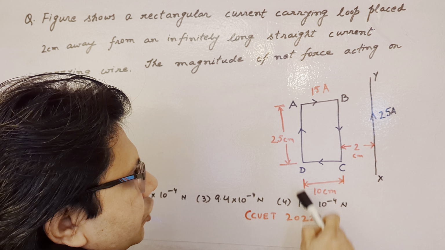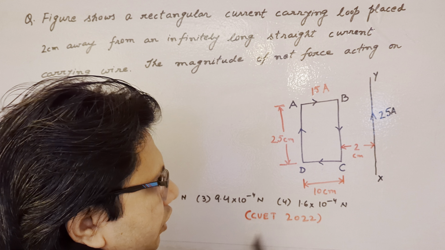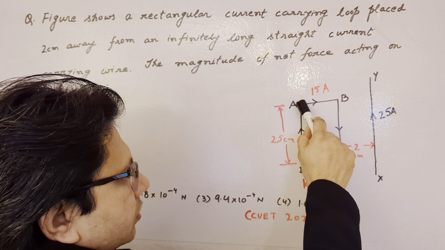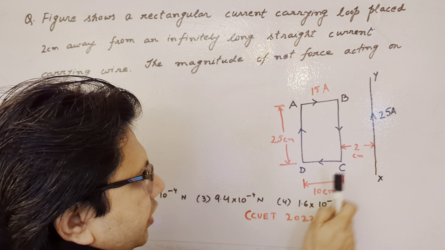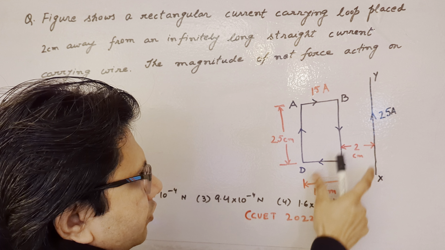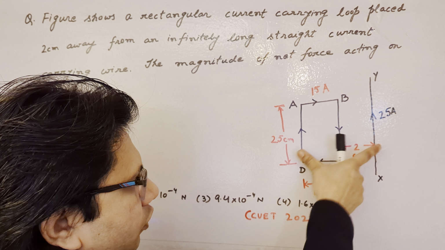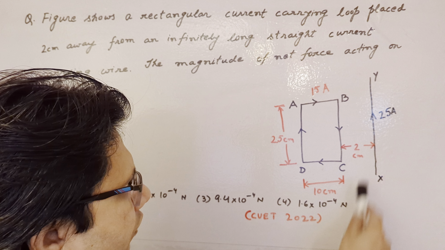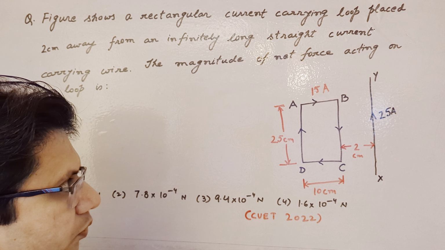Now this particular side BC of the rectangular loop is at a distance of 2 cm from the wire XY, and the segment AD is basically 12 cm from this wire, because this distance is 2, this is 10, so overall 12 cm. And we have to find out the net force acting on this particular loop.